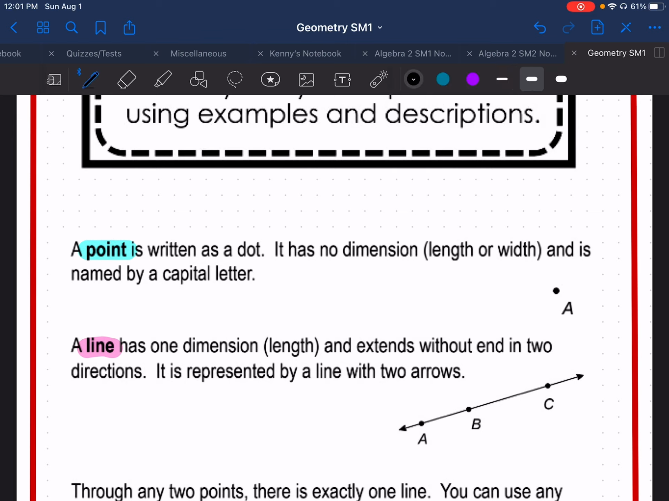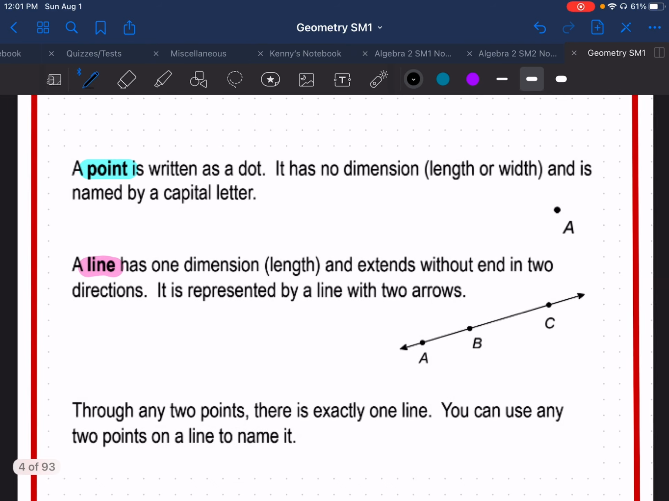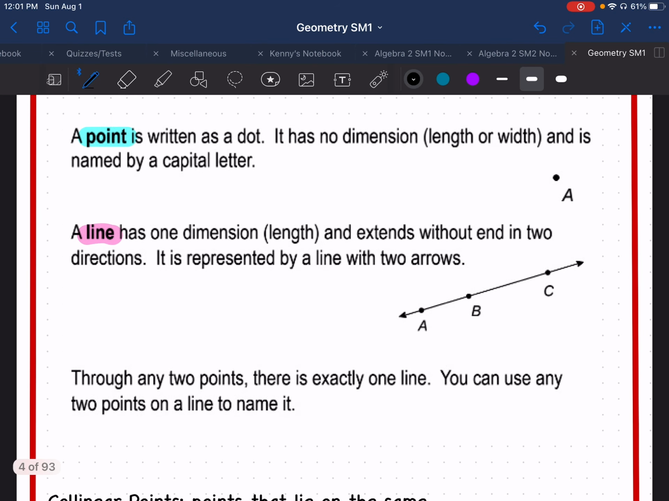That's because if I am going to name it, I can use any 2 points. Through any 2 points, there exists exactly one line, and you can use any 2 points on the line to name it. So if I were to name this line up above, I could call it AB. I could also flip them and say BA, that's the same thing. I could name it BC, or I could flip them CB. And the last one is AC, and then of course I could switch it CA.